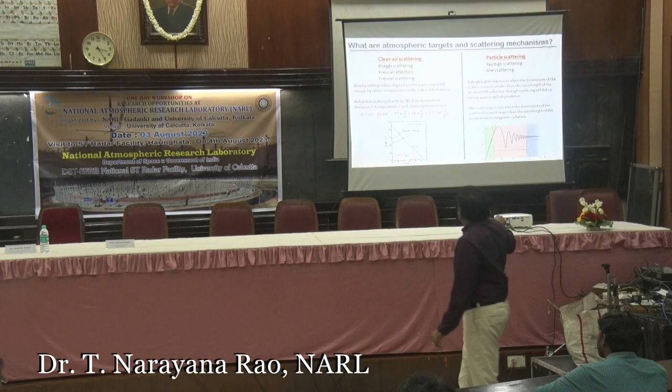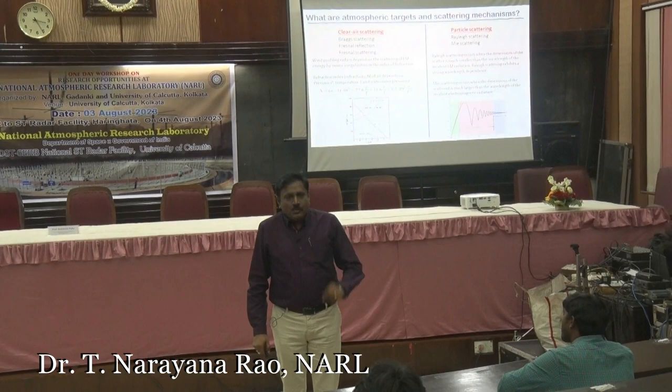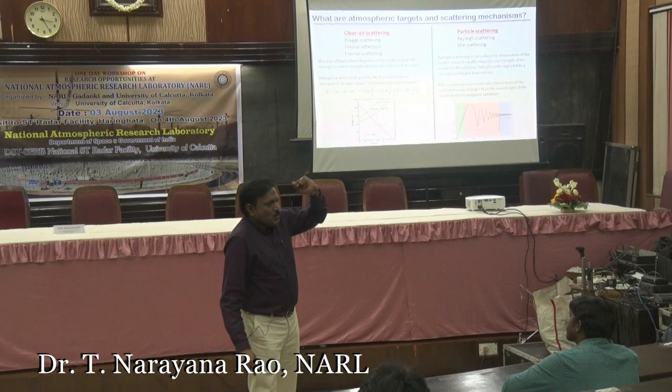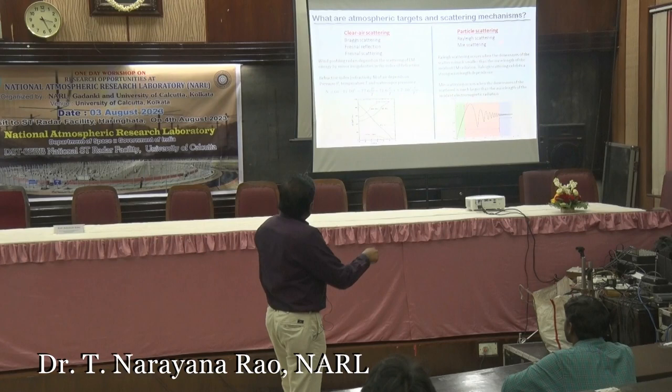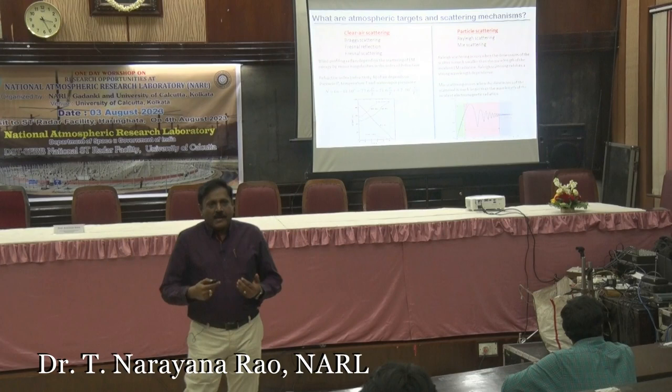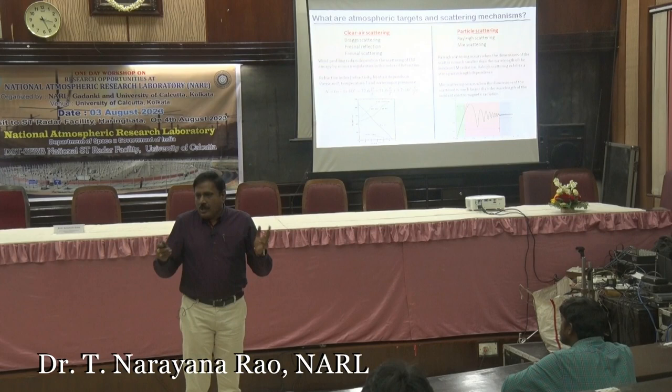Now assume that there is rain or cloud within the radar volume. Then you also get echoes from the raindrops or cloud drops. That is a different type of scattering, called particle scattering. He also explained in the morning Rayleigh scattering and Mie scattering. So the clear air backscattered echoes we will use for profiling of winds and some other applications. And particle scatter we will basically use to study clouds, rain, and other stuff.